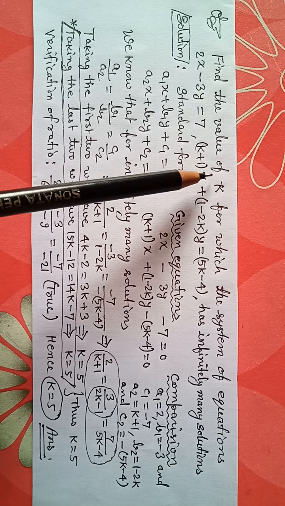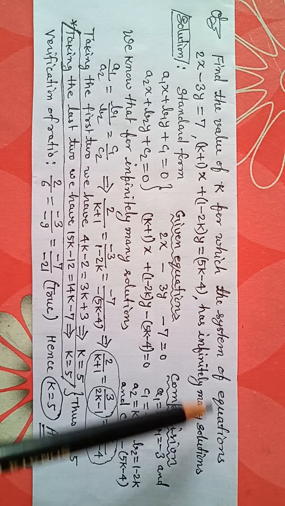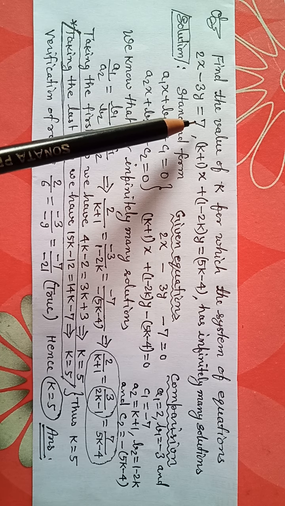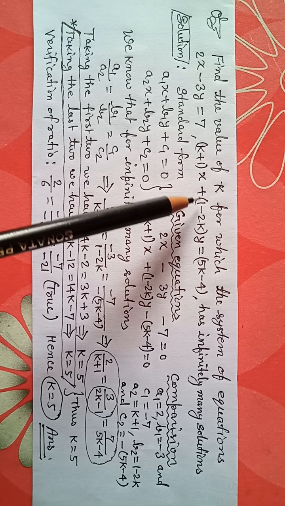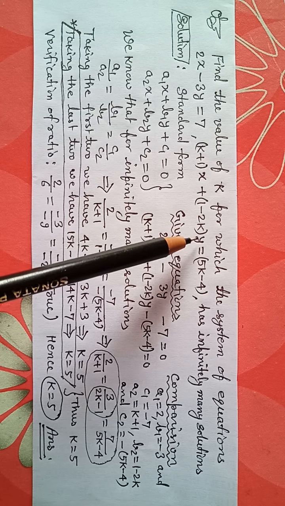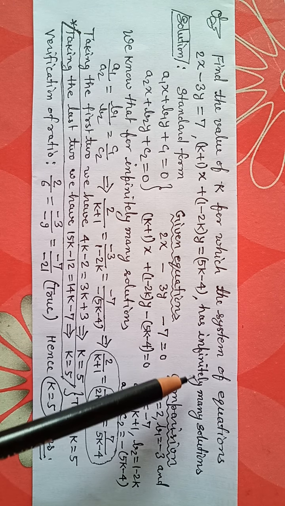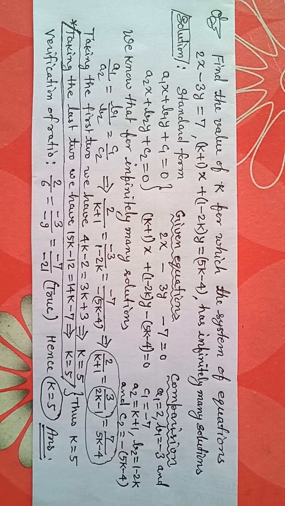Find the value of k for which the system of equations 2x minus 3y is equal to 7, (k plus 1) times x plus (1 minus 2k) times y is equal to 5k minus 4 has infinitely many solutions.